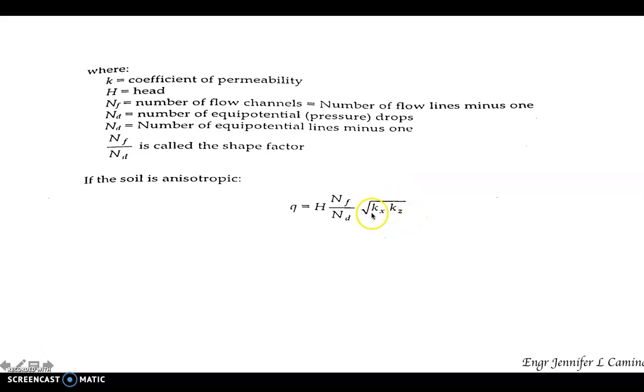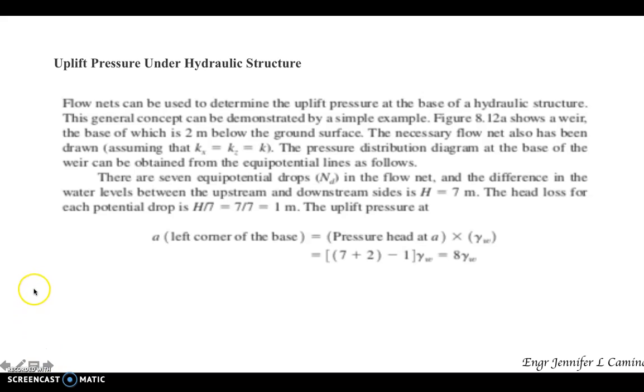This is your hydraulic conductivity along the X direction, hydraulic conductivity along the Y direction, or this is referring to the parallel flow, and this one is referring to the normal flow. You have to take note that flow nets can also be used to determine the uplift pressure at the base of a hydraulic structure. So in this concept, we are now on uplift pressure under hydraulic structure.